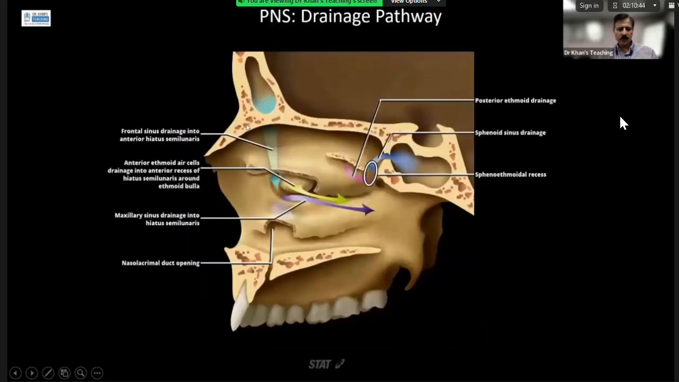So this is the same thing here, repeated. And I want to repeat here that the posterior ethmoid air cells drain into this. This is known as the sphenoethmoid recess. And the sphenoid sinus also drains into this and into the nasopharynx.